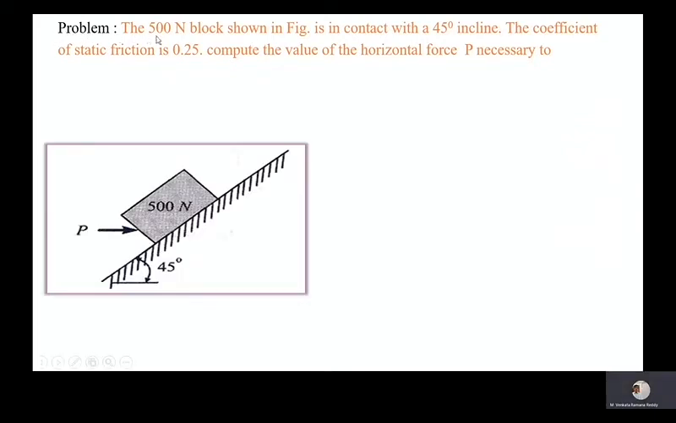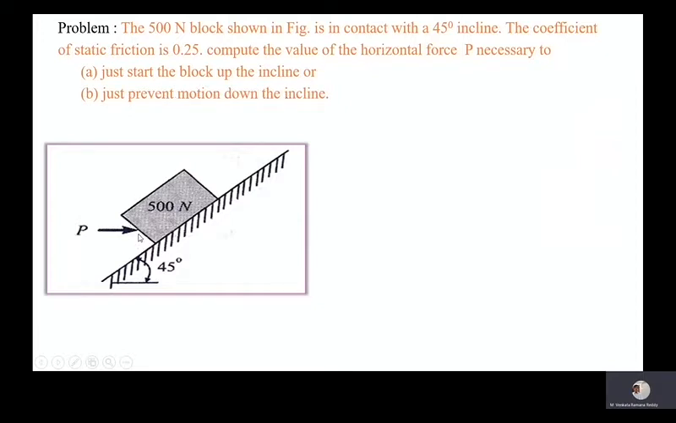The given problem is: the 500 Newton block shown in the figure is in contact with a 45 degrees incline. The coefficient of static friction is 0.25. Compute the value of the horizontal force P necessary to just start the block up the incline, or just to prevent motion down the incline.